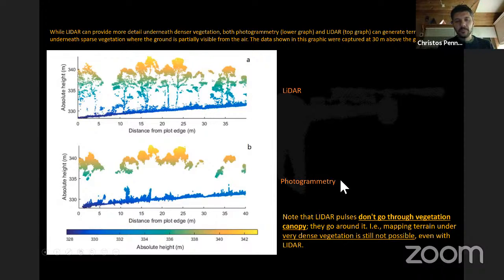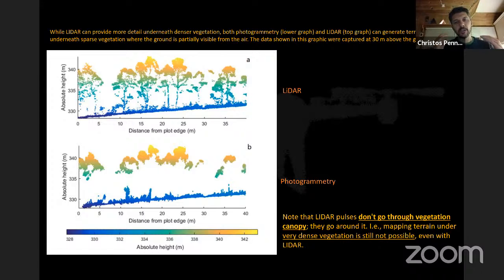One should keep in mind that LiDAR pulses don't go through the vegetation canopy. They cannot pass through the canopy, but they go around it. They can penetrate if there are some small open spaces between the tree canopy. Mapping the terrain under very dense vegetation is still not possible, even with LiDAR.